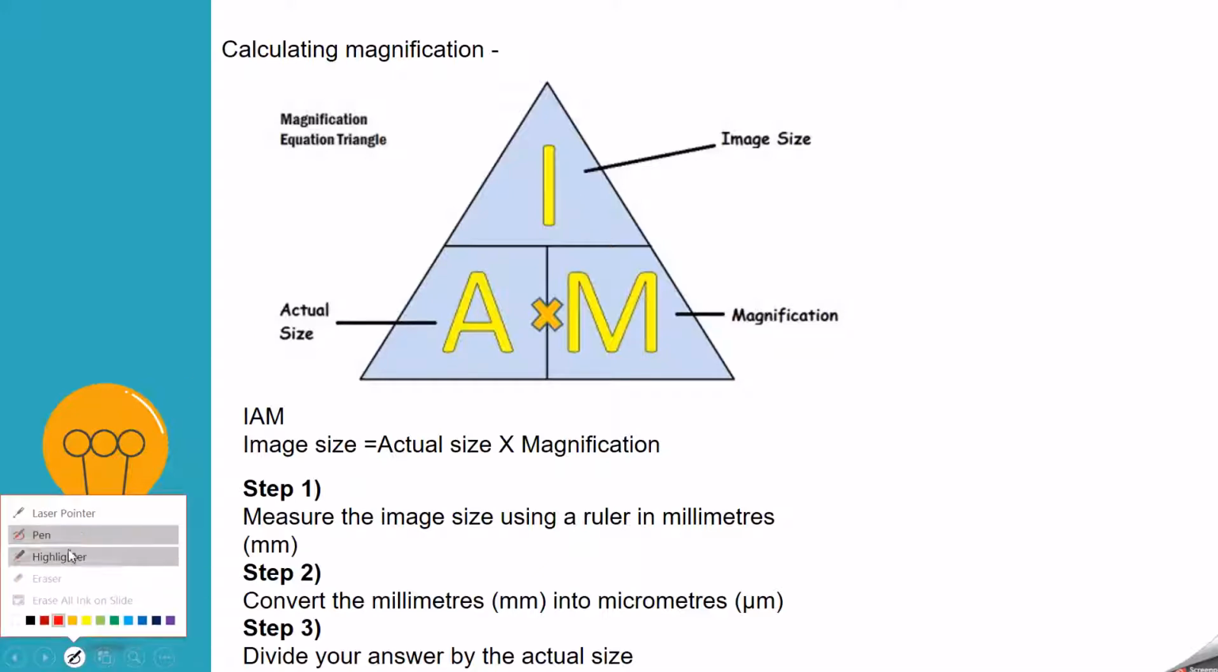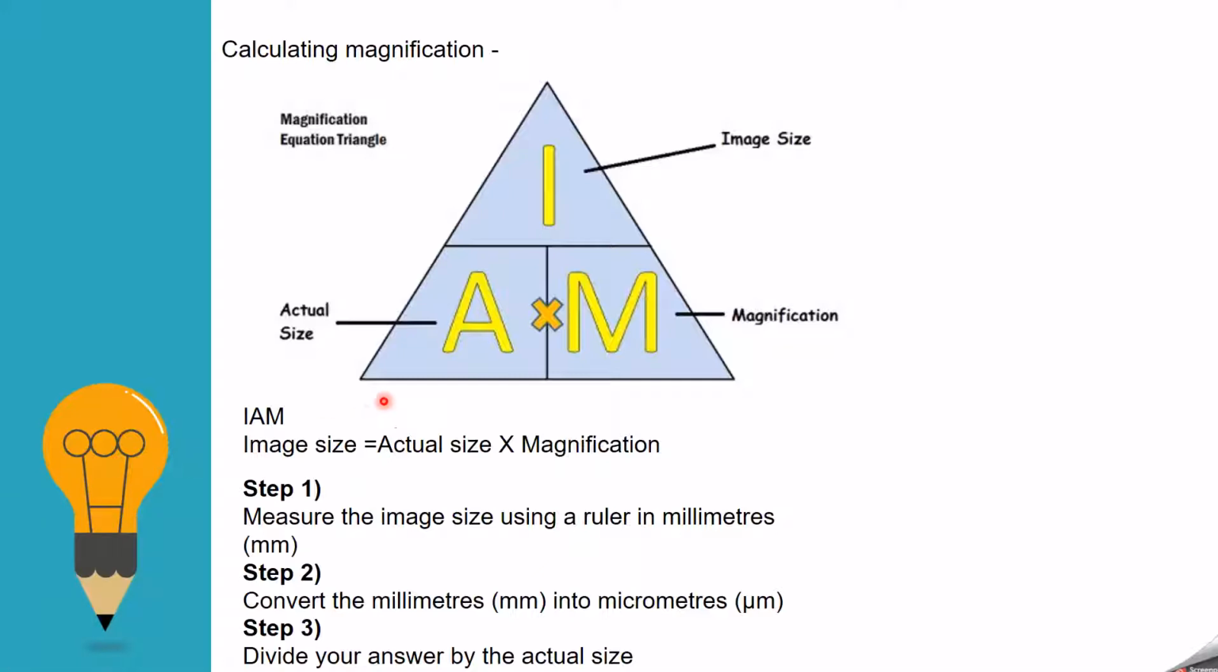All I do is measure the image size using a ruler in millimeters, and then I convert it into micrometers. Sorry, the image size is equal to the actual size multiplied by the magnification. But if you're working out the magnification, you do the image size divided by the actual size. If you're working out the actual size, you do image size divided by magnification.